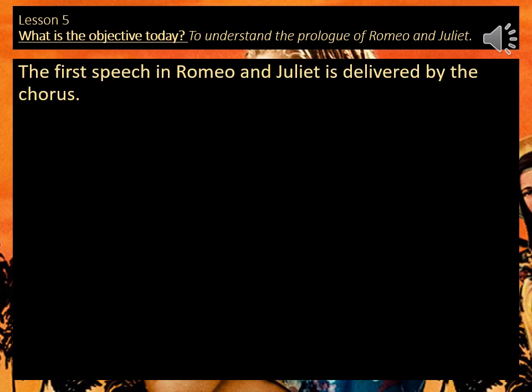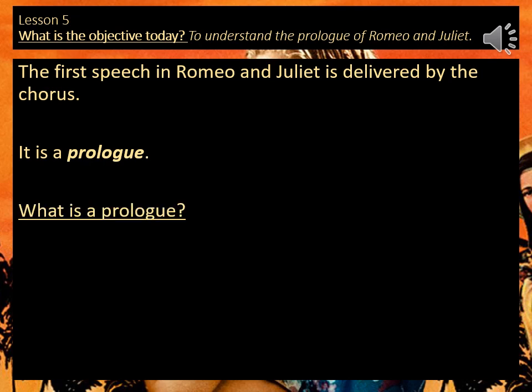So we're going to dive right in with the prologue. That's the focus of this lesson today. The first speech given in Romeo and Juliet is delivered by the chorus. Now the chorus are a group of actors who comment from outside the main action on the action itself, usually through song. The first part of the play is what we call, in this instance, a prologue.